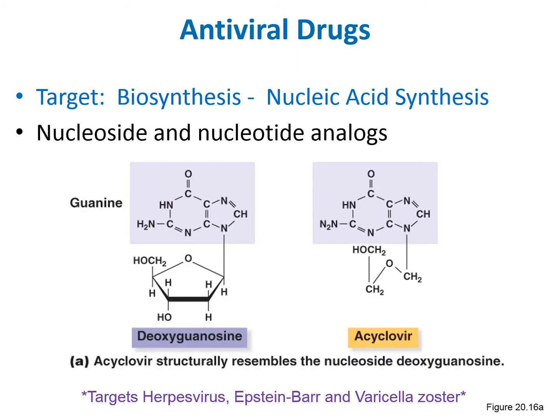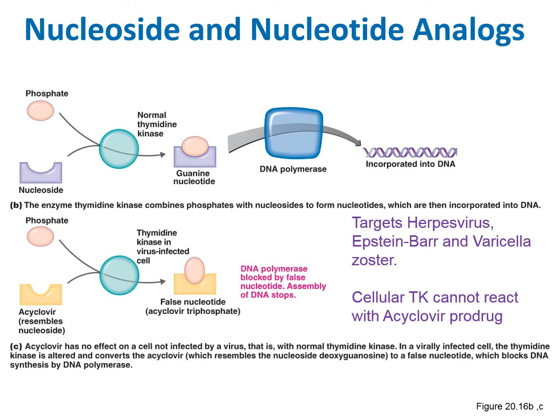Your first antiviral drug is acyclovir. Maybe you've heard of this drug before. In a normal mammalian cell, a nucleoside, so remember a nucleoside is basically a sugar plus a nitrogen-containing base, gets converted into a nucleotide through the addition of a phosphate by an enzyme called thymidine kinase. This nucleotide can then be incorporated into a growing DNA strand by DNA polymerase.